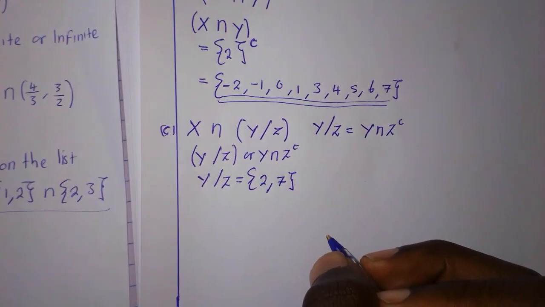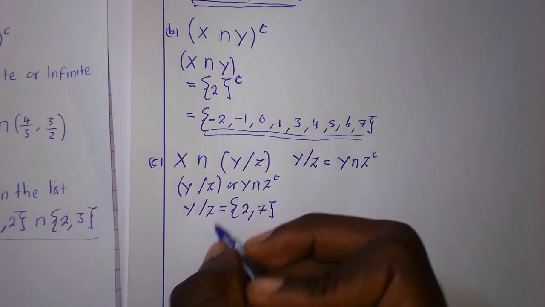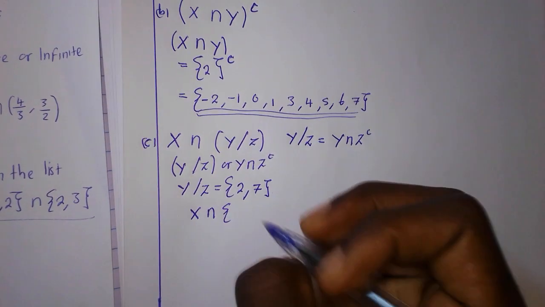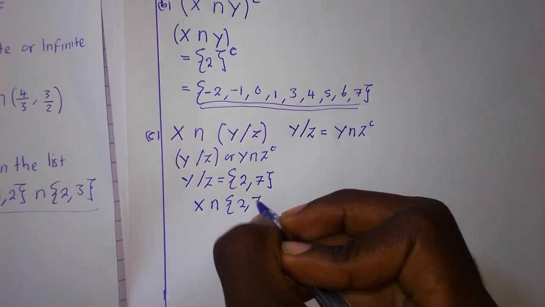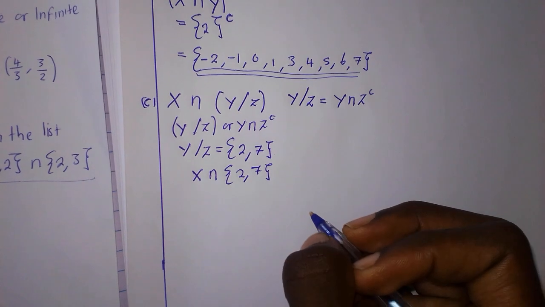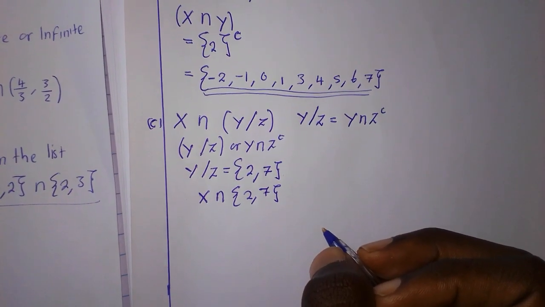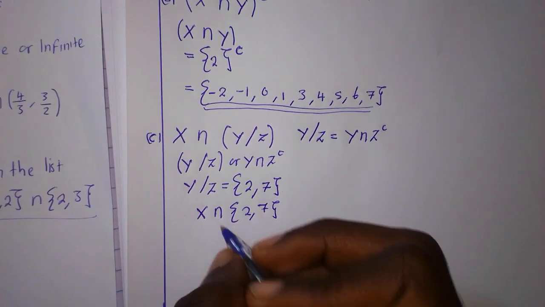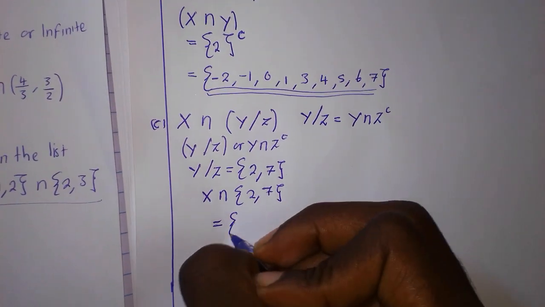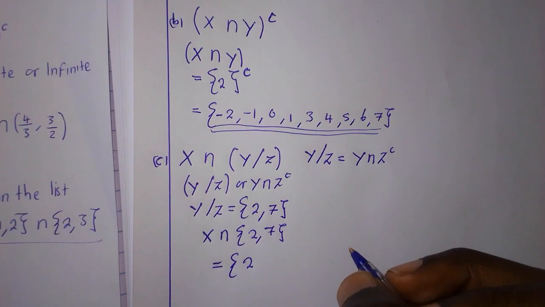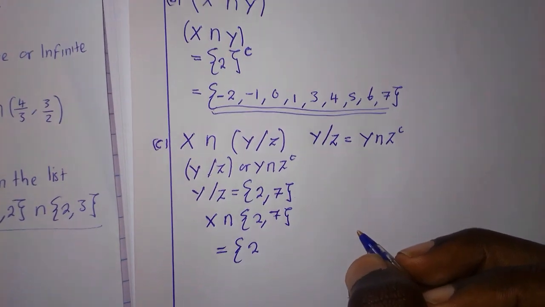Like this. Now they are saying that we intersect this particular set with whatever we are going to find in the brackets. Now, in X, we have a 2. There we have a 2. Therefore, our final answer is going to be 2. We have a 7, we have a 7 in.